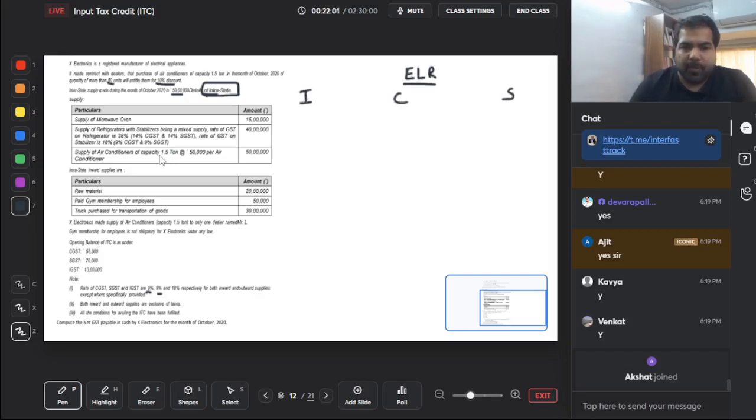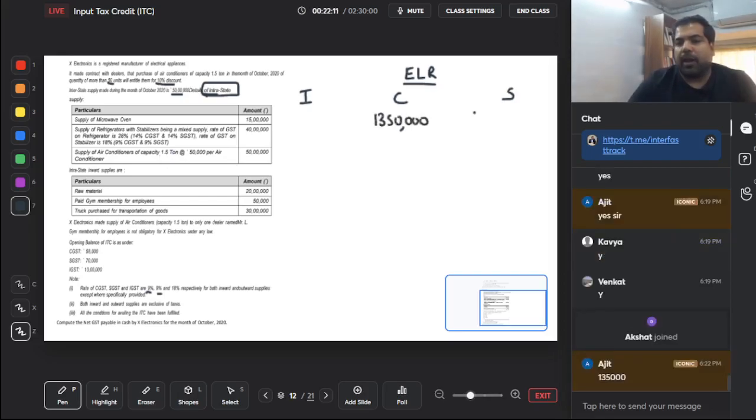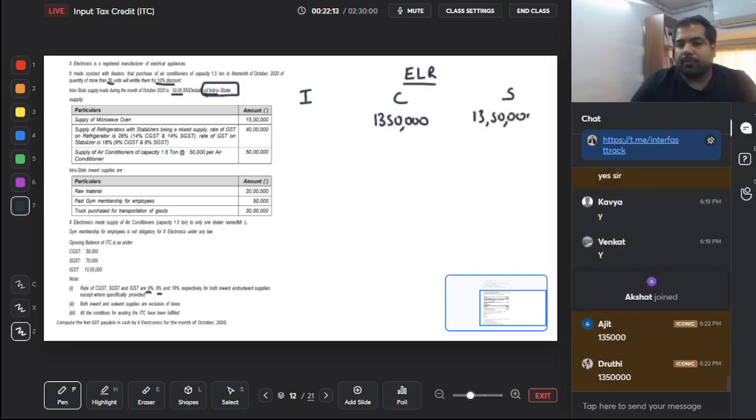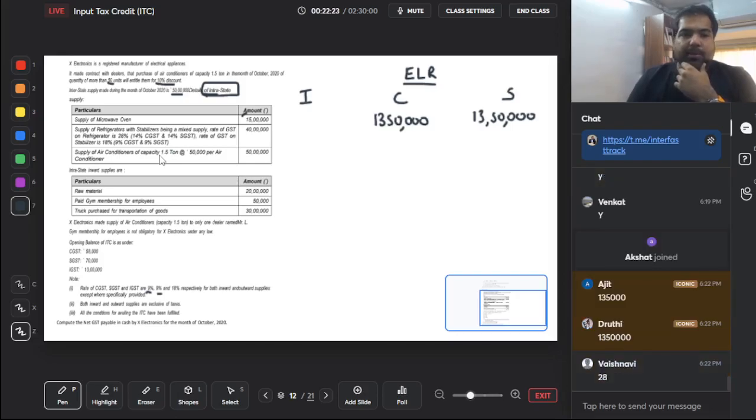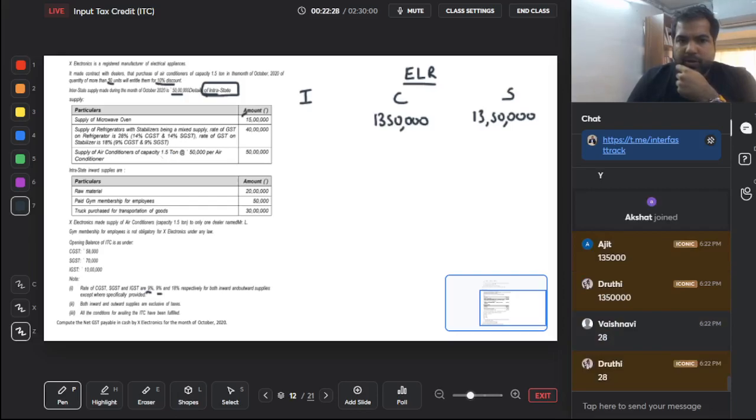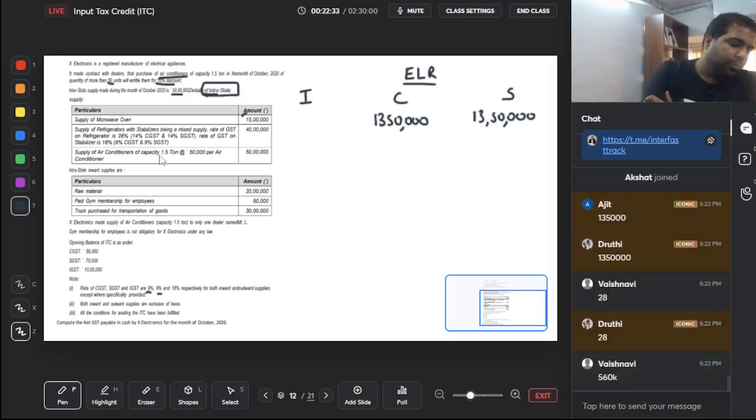Let's do this. Guys, supply of microwave oven 15 lakh. So 15 lakh into 9% is 1 lakh 35,000 here and 1 lakh 35,000 here. Next, supply of refrigerators with stabilizers being a mixed supply. Rate is 28% and 18%, which will apply, guys? 28% will apply. Now this is refrigerators, guys. There is no scheme on refrigerators, this is only on AC. So on 40 lakh into 14% is 5 lakh 60, 5 lakh 60.